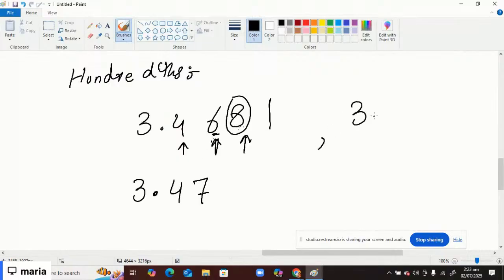Let's suppose this one should be this. So what is the answer for that? The answer is 3.46. The remaining digits should be dropped because here it's 1. 1 is less than 5, so this should stay as it is, and in the other case it can be rounded up.